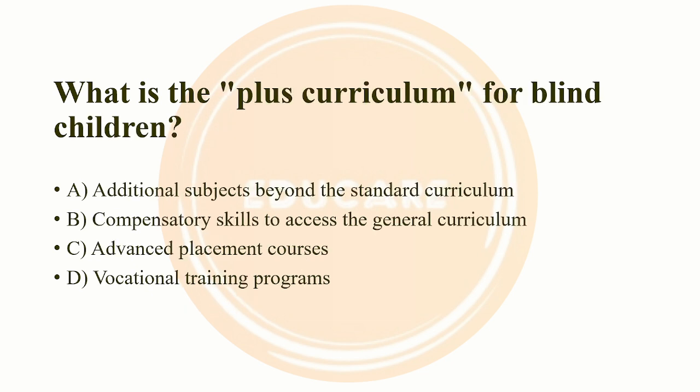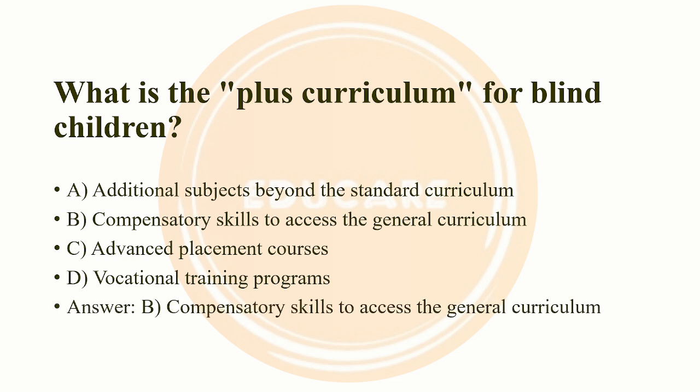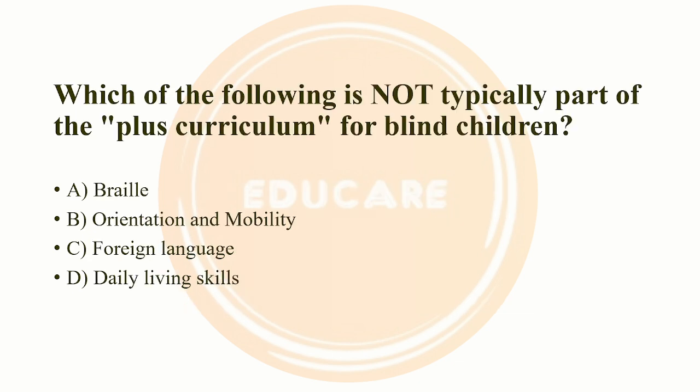Next, what is the expanded core curriculum for blind children? Option: additional subjects beyond the standard curriculum, compensatory skills to access the general curriculum, advanced placement courses, vocational training programs. The answer to this question is option B, that is compensatory skills to access the general curriculum.